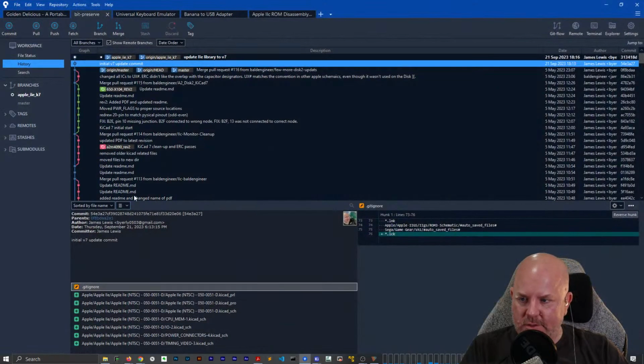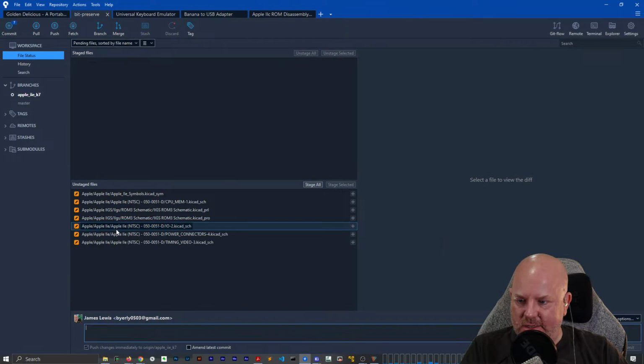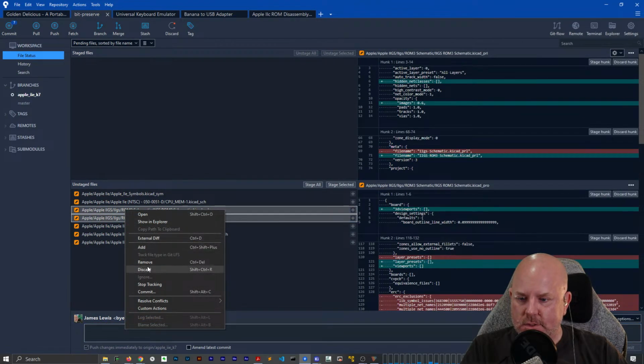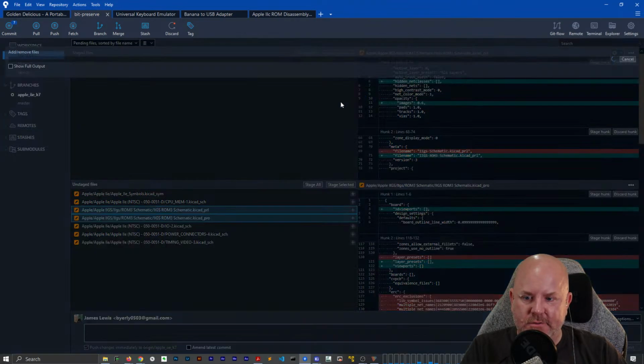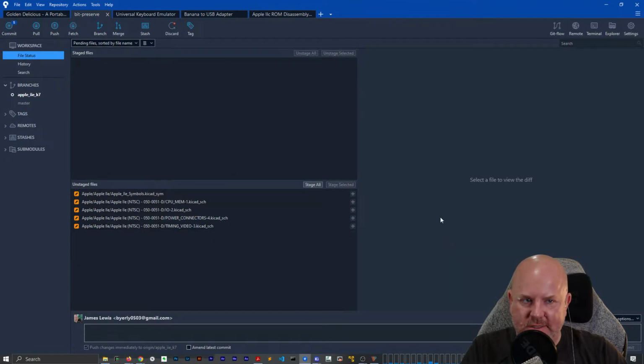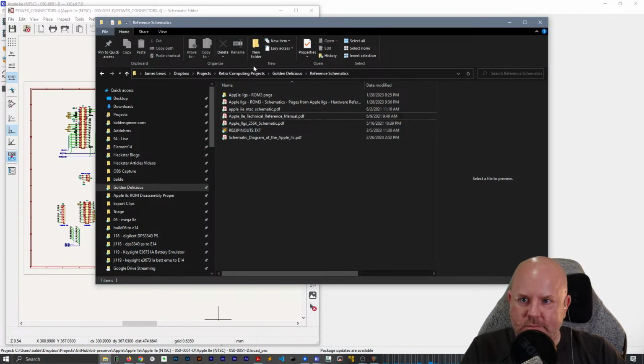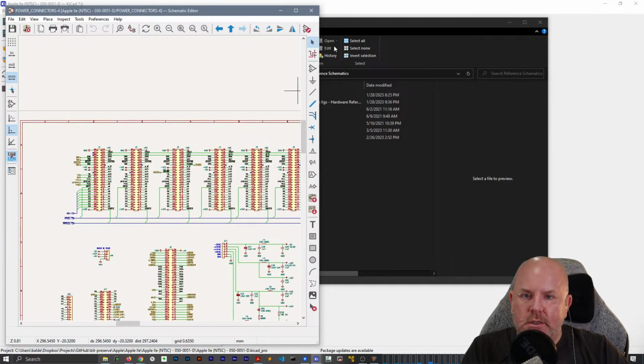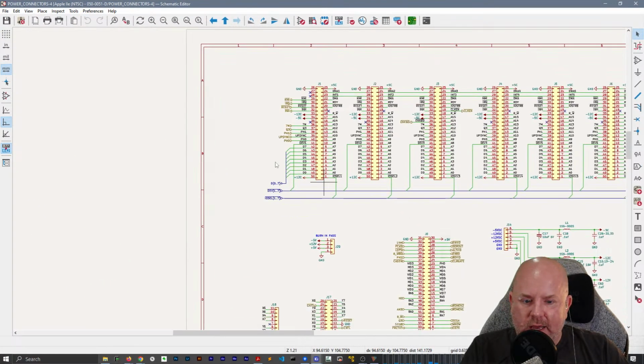One thing I want to do real quick though is I want to get rid of the 2GS files that just got created because I don't want to contaminate this branch. I want this branch to just stay for the 2E. Okay.